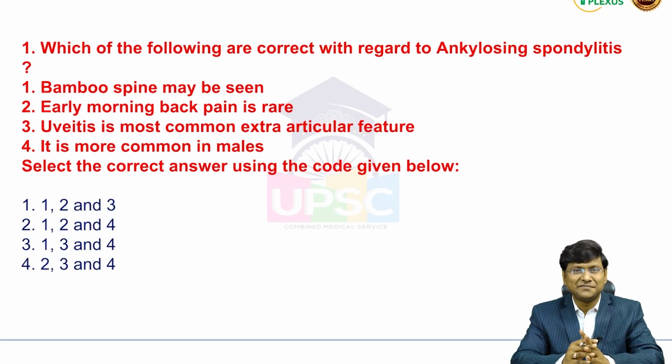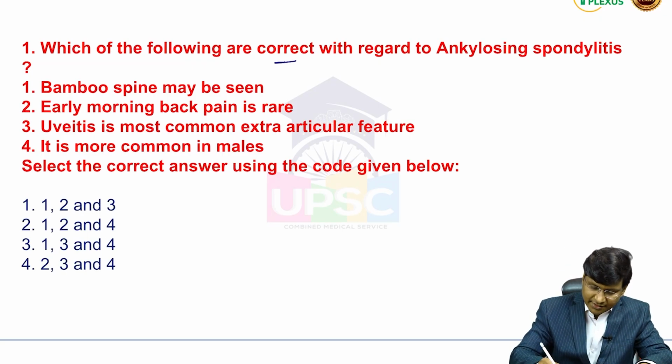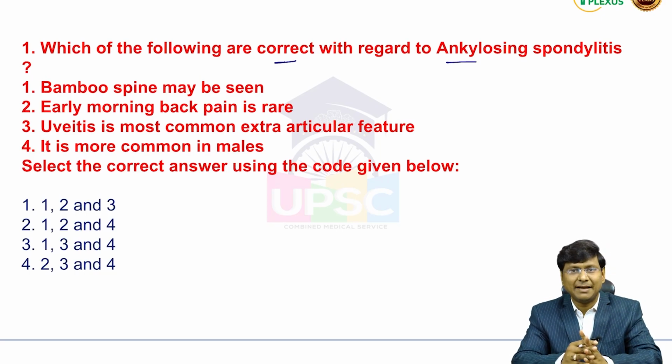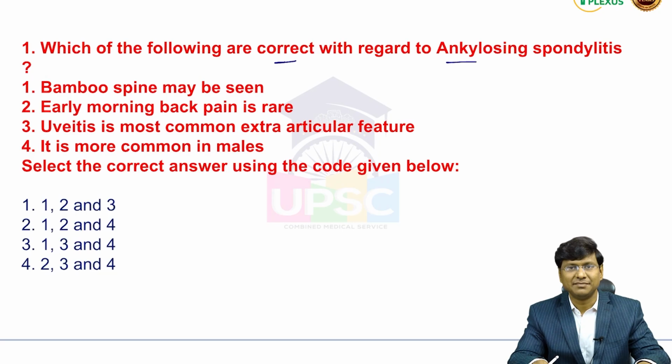Now if you see the first question, which of the following are correct with regard to ankylosing spondylitis? The options are: bamboo spine may be seen, early morning backache pain is rare, uveitis is the most common extra-articular feature, it is more common in males. Select the correct answer using the code given below, right?